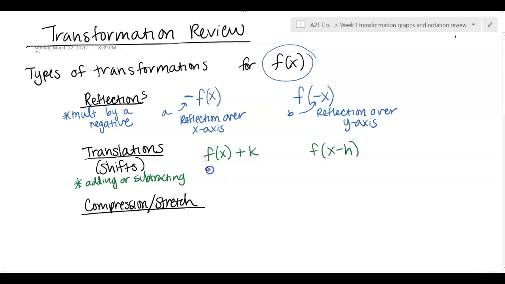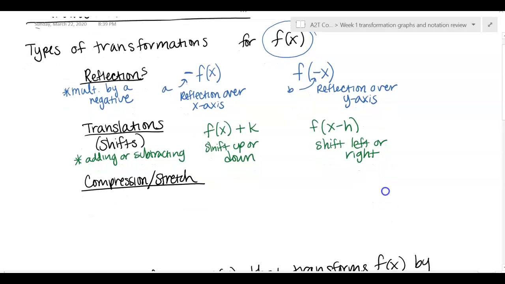And so k here is a shift up or down because it's affecting the y value, whereas h is our shift left or right because it's affecting our x value.